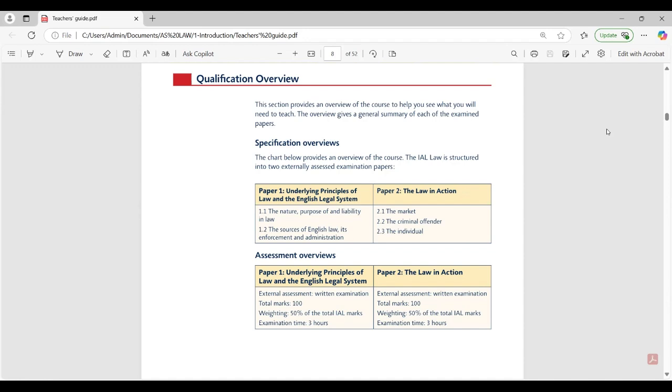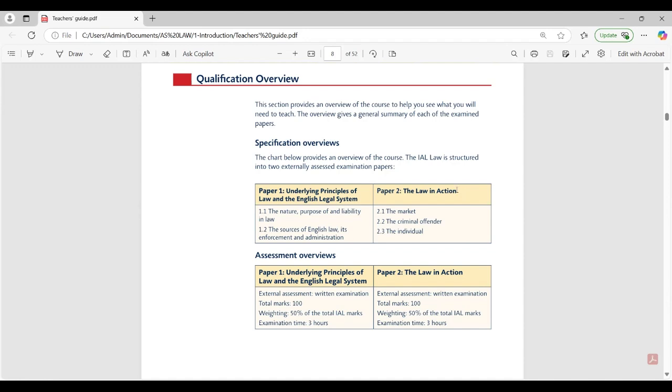Under law in action, that's where you're going to learn the substantive law, or what the law is. The teacher's guide separates it into three main areas: the market, the criminal offender, and the individual. Market refers to contract law. Criminal offender is criminal law, and the individual includes human rights law and the law of tort. So these are generally what the two papers cover. Let's look at this in detail later on.